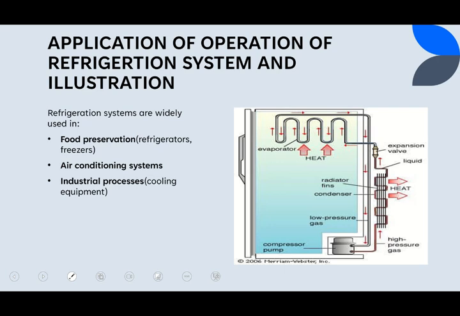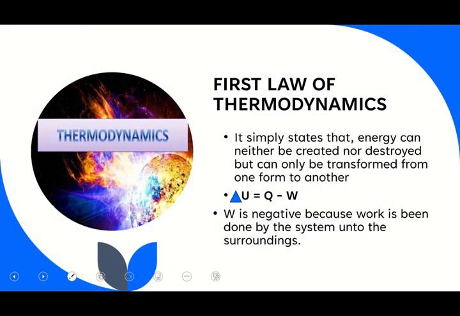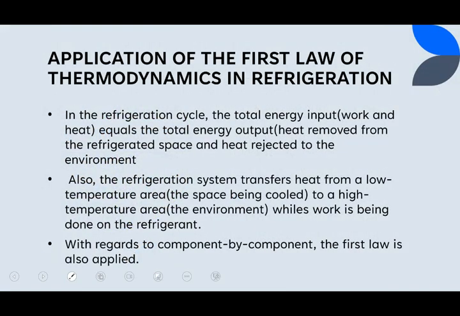Let's get into the second part of this lesson, where we get to know the first law and how it applies in the refrigeration system operation. The first law of thermodynamics simply states that energy can neither be created nor destroyed, but can only be transformed from one form to another. W is negative because work is being done by the system onto the surroundings.